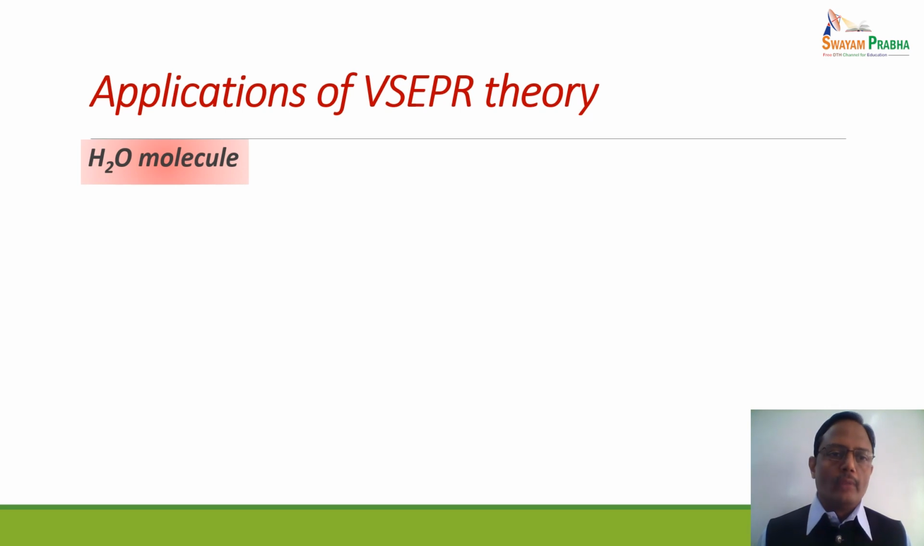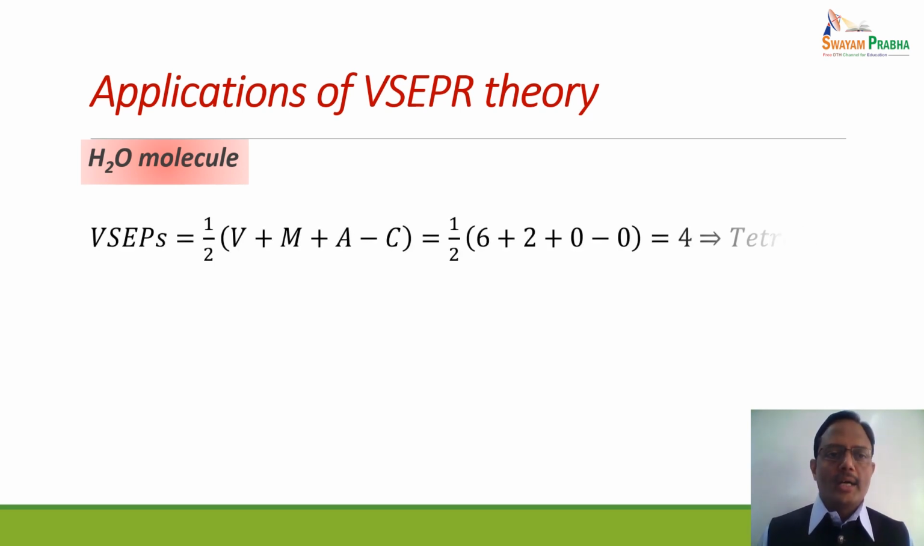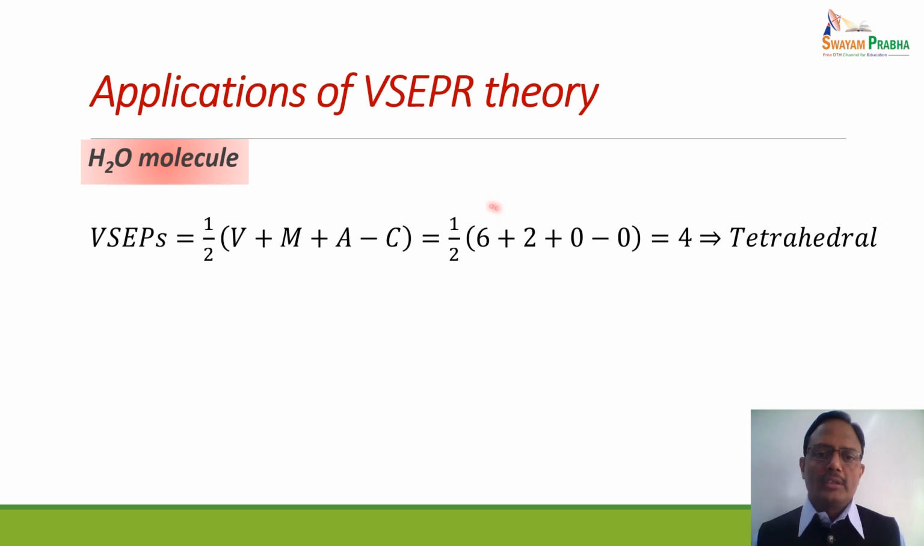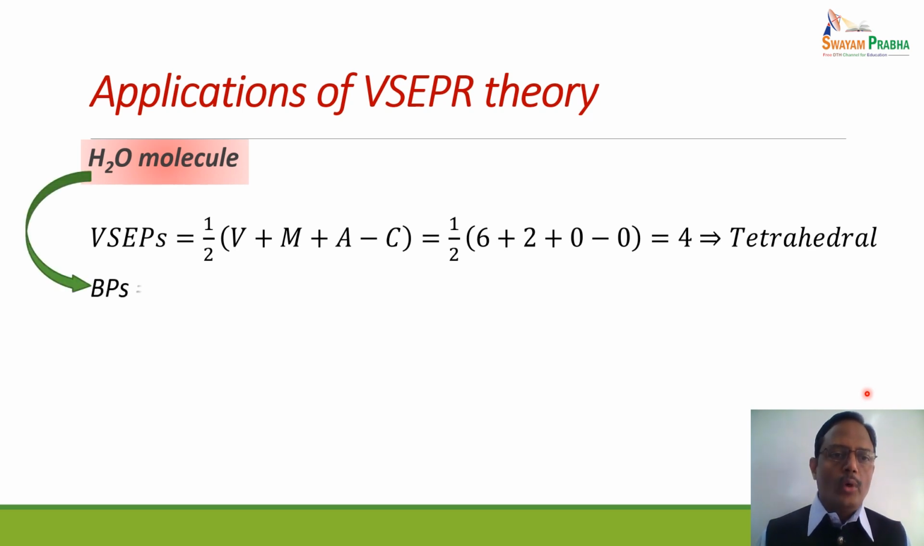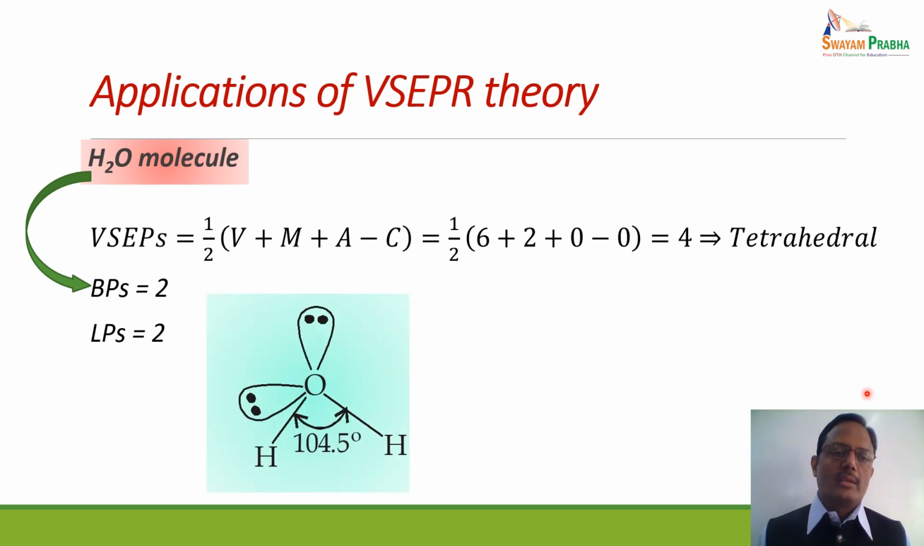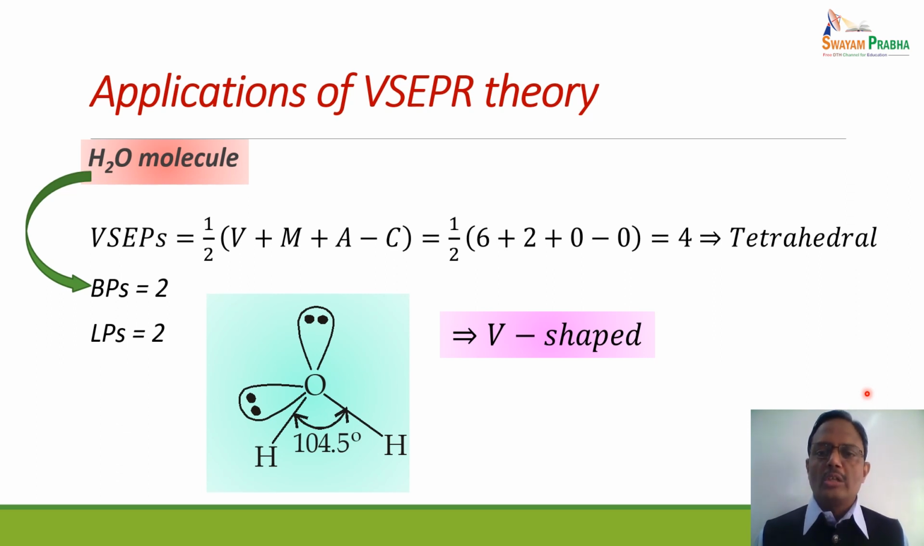Coming to the H2O molecule. Now the valence shell electron pairs on the central oxygen atom can be calculated as half (V plus M plus A minus C), which is equal to half into the number of electrons in the valence shell of oxygen, which is 6, plus the number of monovalent substituents, that is hydrogen, which is 2. So half of this will be equal to 4, indicating that the geometry should be tetrahedral according to rule number 1. But since there are only 2 hydrogen atoms, it means that the bond pairs are only 2, and hence there should be 2 lone pairs: 2 bond pairs, 2 lone pairs, overall geometry tetrahedral.